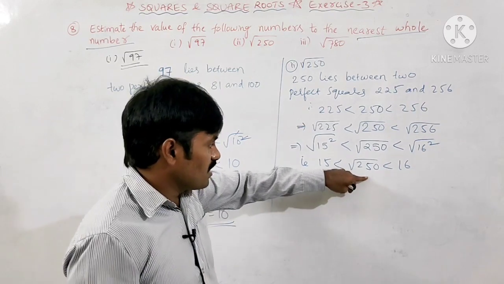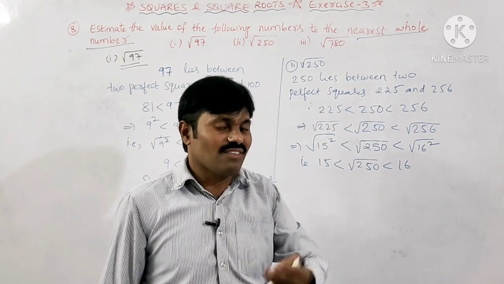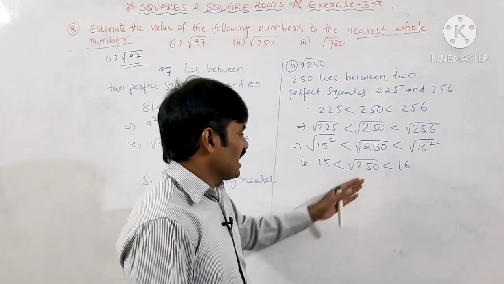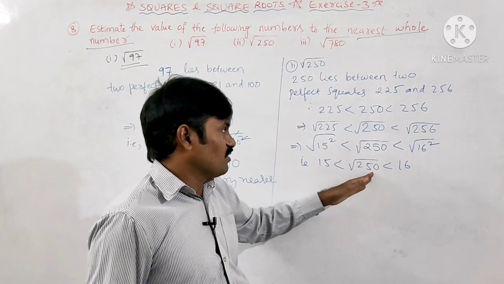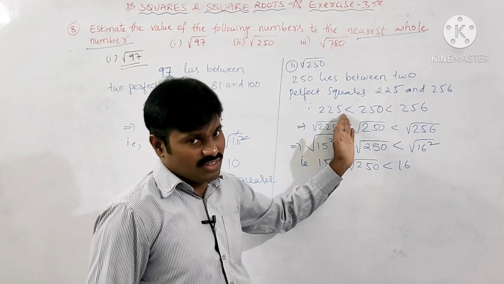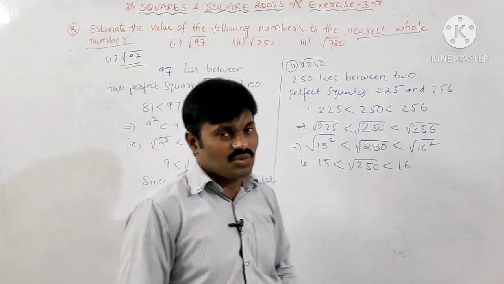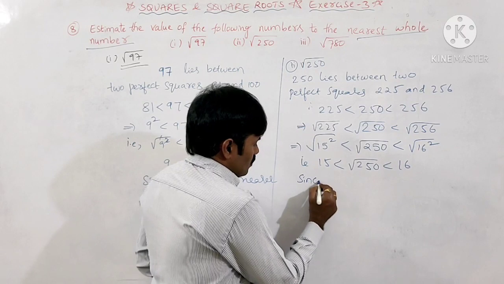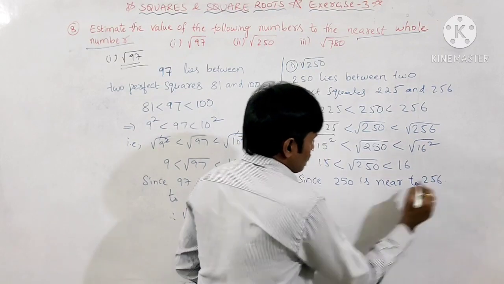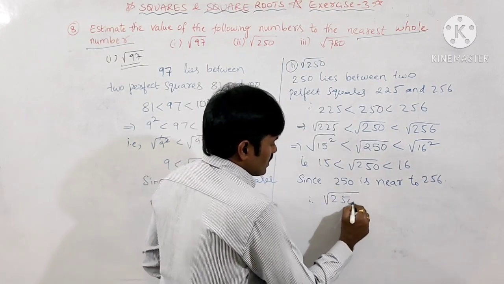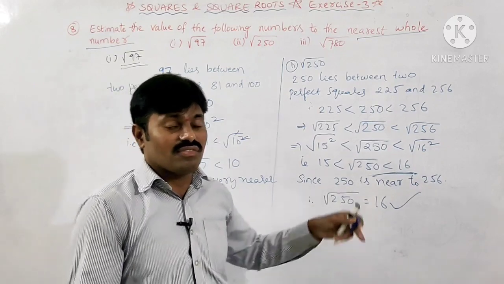But we have to observe here whether 250 is very near to 256 or 225. We have to question ourselves and check whether 250 is closer to 225 or to 256. Here the difference is 6, and there the difference is a lot, that means 25. So 250 is very near to 256. Since 250 is near to 256, the square root of 250 is equal to 16, you have to consider this one.